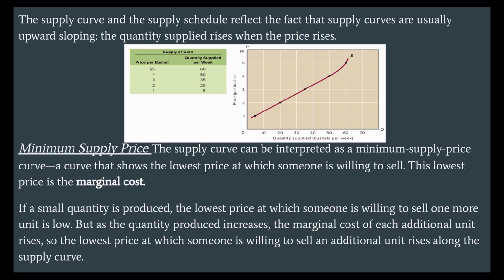Minimum supply price. The supply curve can be interpreted as a minimum supply price curve, a curve that shows the lowest price at which someone is willing to sell. This lowest price is the marginal cost. If a small quantity is produced, the lowest price at which someone is willing to sell one more unit is low. But as the quantity produced increases, the marginal cost of each additional unit rises. So the lowest price at which someone is willing to sell an additional unit rises along the supply curve.